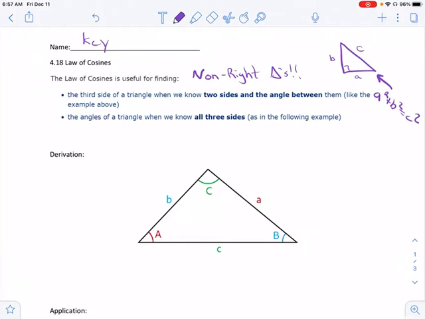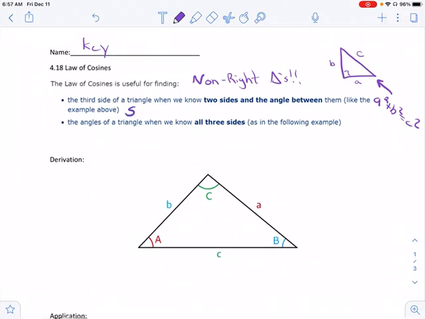Once we have it, we're going to be able to determine the third side of a triangle when we know two sides and the angle between them. So generally that's called side, angle, side of a triangle. And then we'll also be able to determine angles in a triangle if we know all three sides. So we might consider that side, side, side.